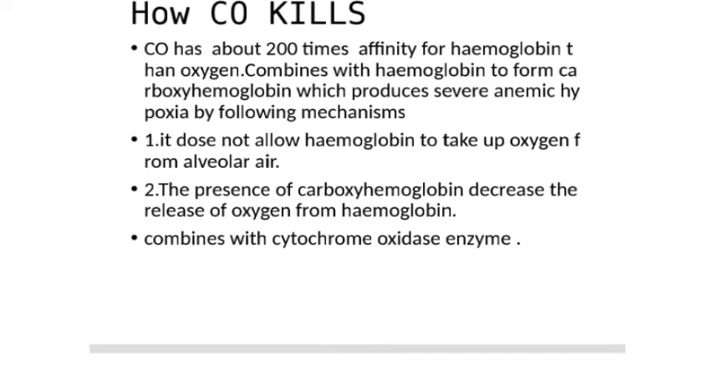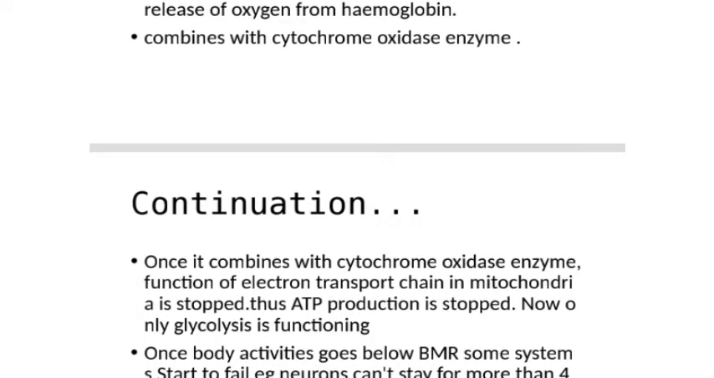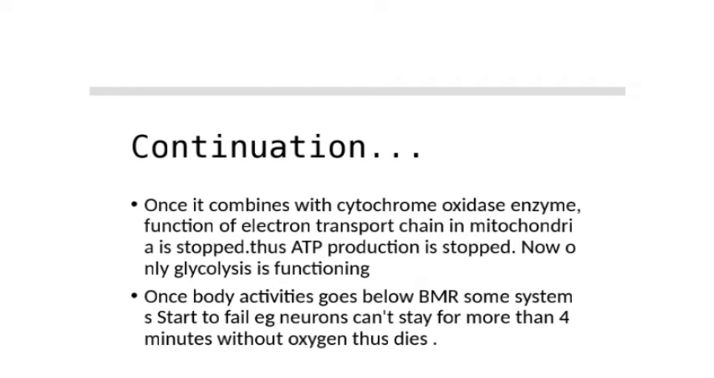So as you go on inhaling this carbon monoxide, the concentration increases in blood and the ATP production reduces. So as this process goes on, you find that cells like neurons in the central nervous system and the peripheral nervous system, if they are deprived of oxygen for less than 4 minutes, they do die.